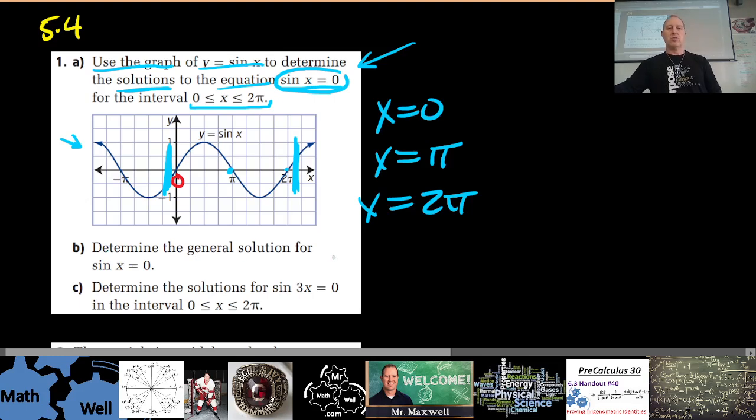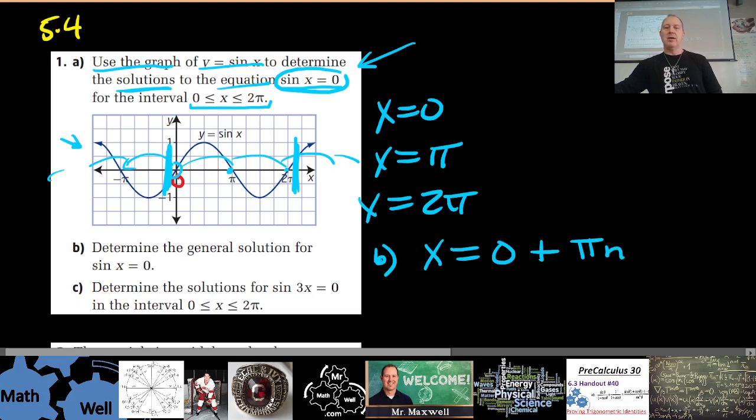Okay, what's the general solution for this, sine x equals 0? And there's a general solution because this is a periodic function. It repeats forever and ever in both directions. So for b, there's different ways you could write it, but you could say x equals 0 plus, now what's the distance between the next one? It is 1 pi. So pi n. You could say x equals 0 plus pi n, where n is an element of integers. That is positive 1, positive 2, positive 3 times, or negative 1, negative 2, negative 3 times, and so on.